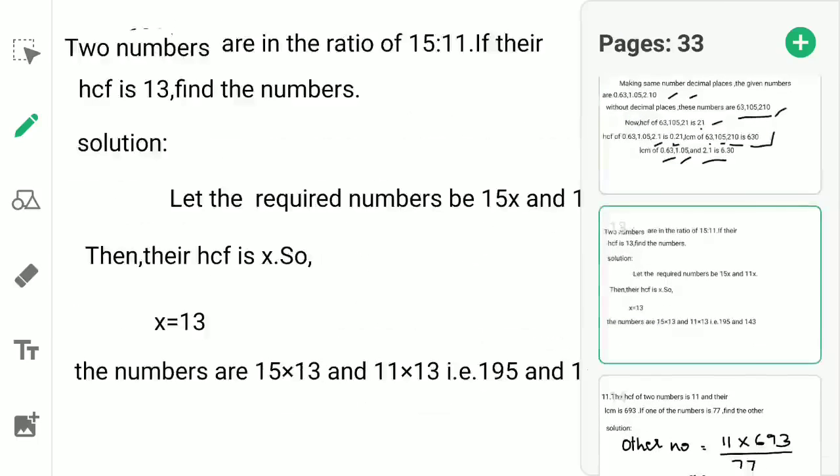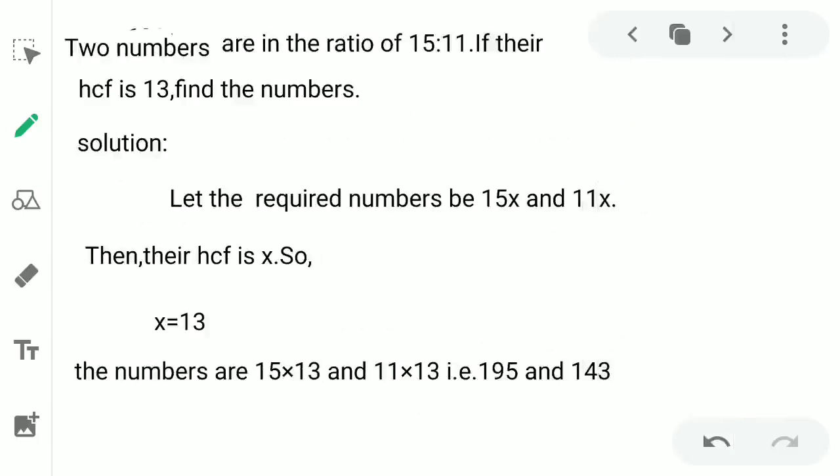Next, 10th question. Two numbers are in the ratio of 15:11. If their HCF is 13, find the numbers. Let the required numbers be 15x and 11x. Then their HCF is x. So x equals 13, which is what is given in the question. I am taking 13 as x. The numbers, when we multiply, 15 into 13 and 11 into 13, you will get the answer as 195 and 143.